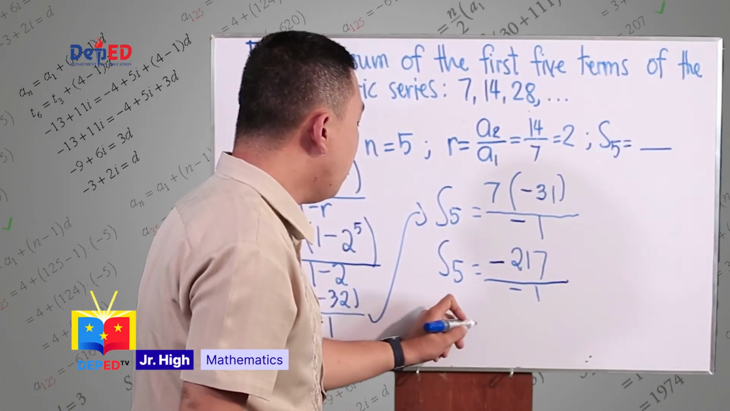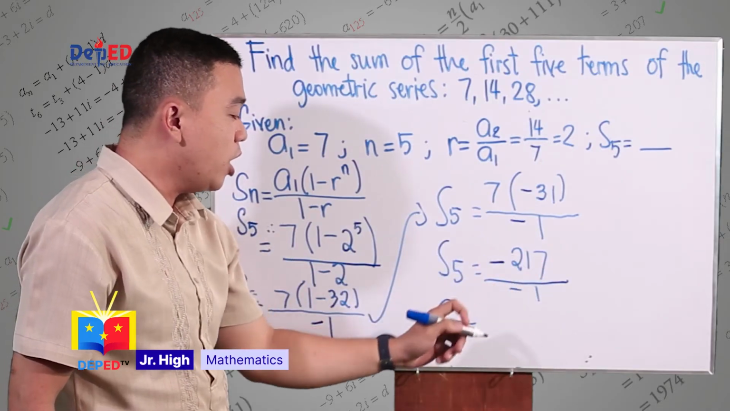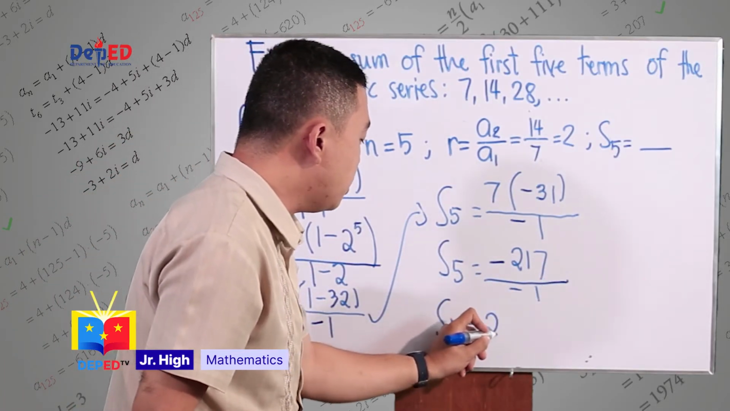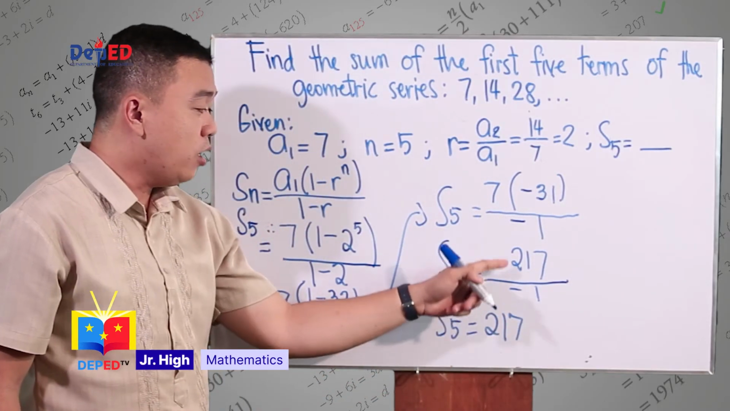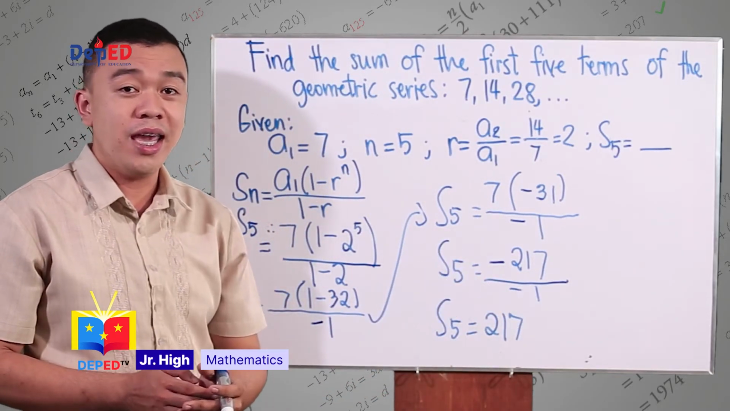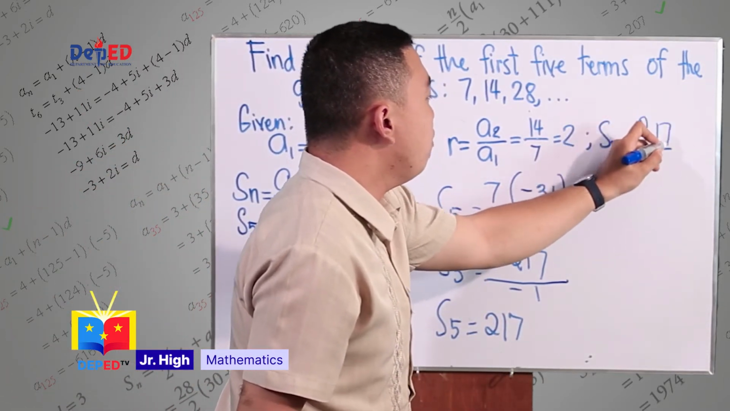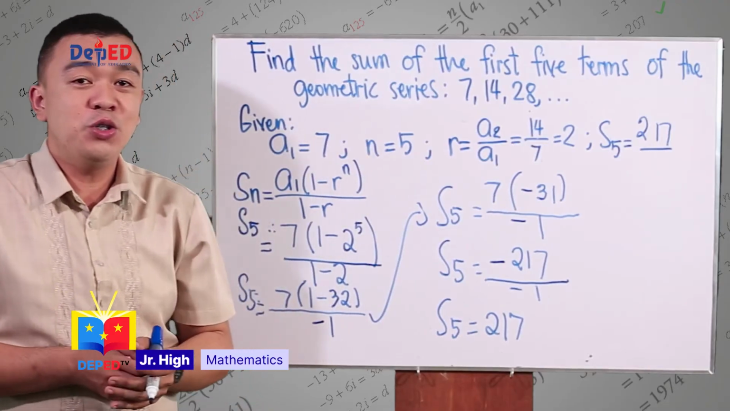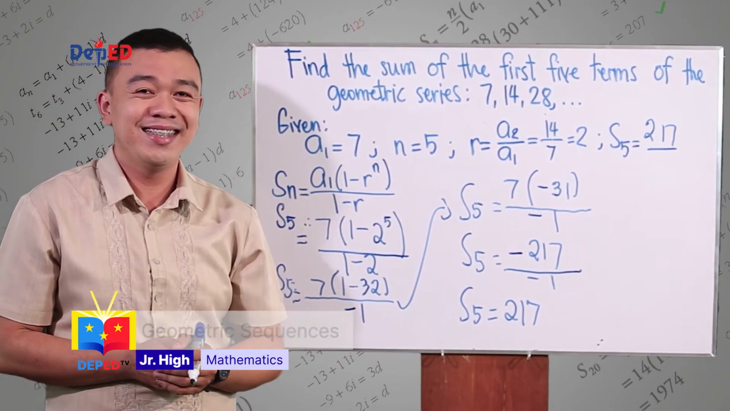So our S sub 5 now is negative 217 divided by negative 1 will give us positive 217. Positive since we are dividing numbers with like signs. Thus, the sum of the first 5 terms of this geometric sequence is 217.